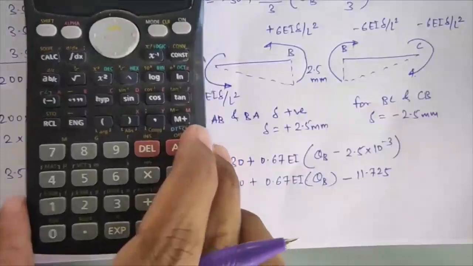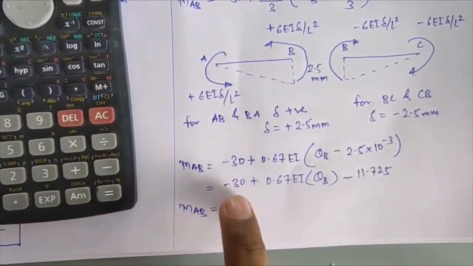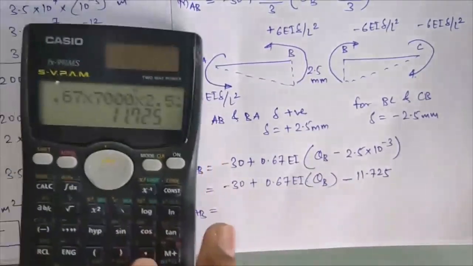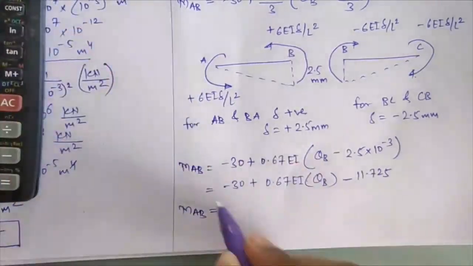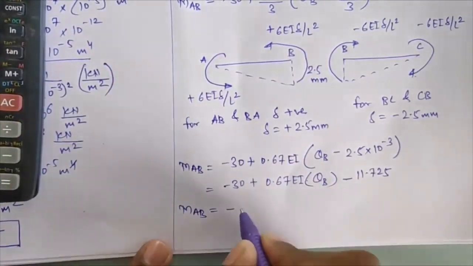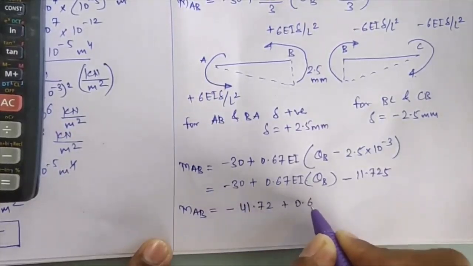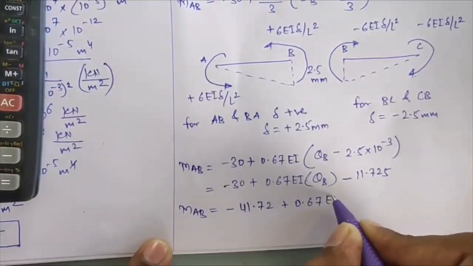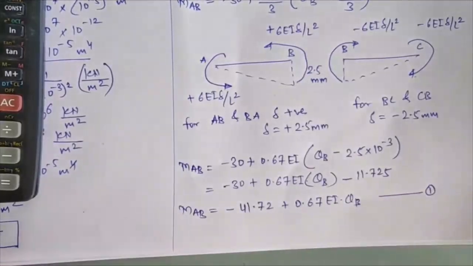11.725. Okay, so if I simplify this equation further, MAB I'll get as minus 30 minus 11.725, that is I'll add 30 in this, I'll get minus 41.72 plus 0.67 EI into theta B. So I'll call this my equation number 1.